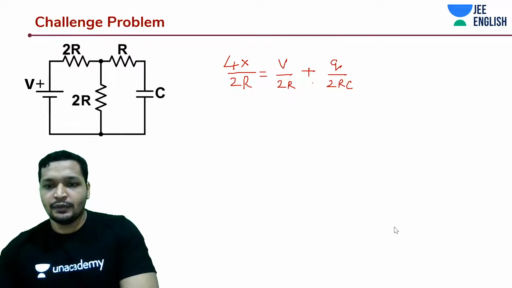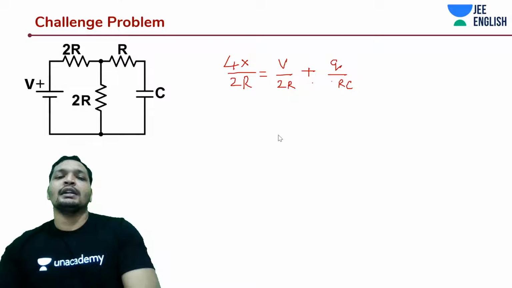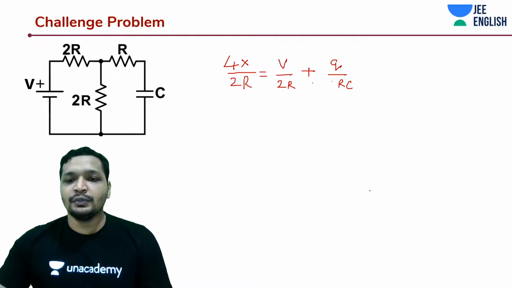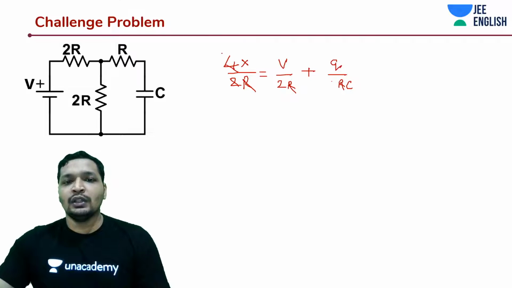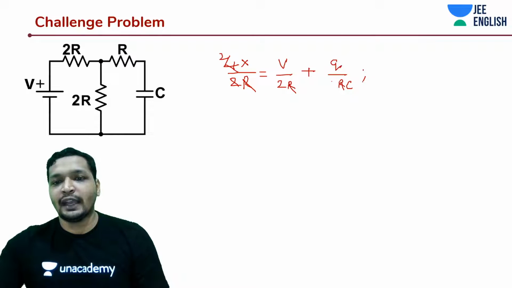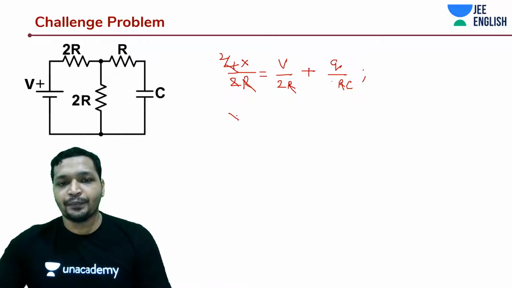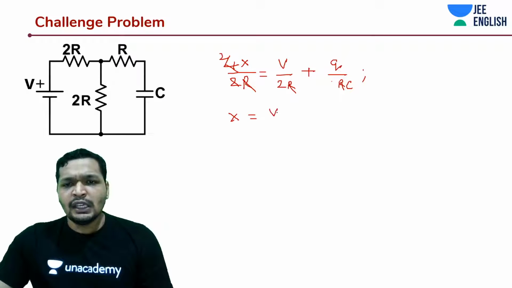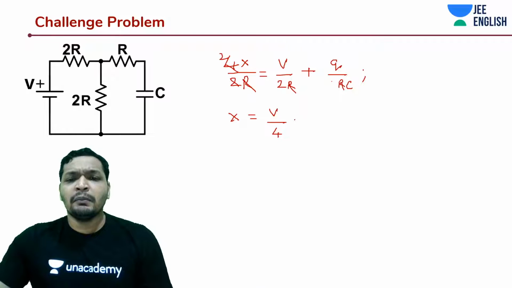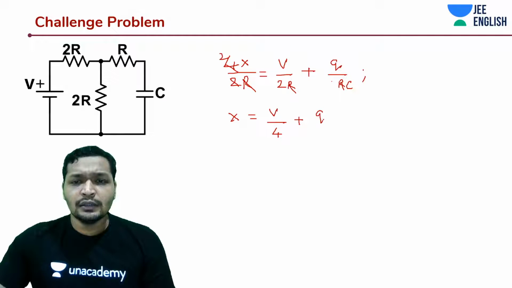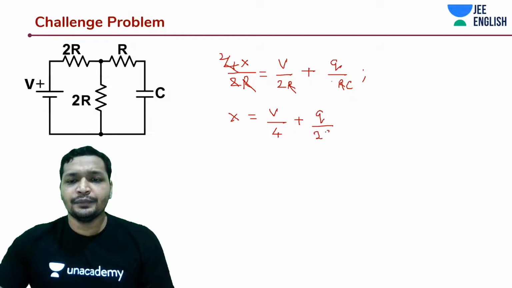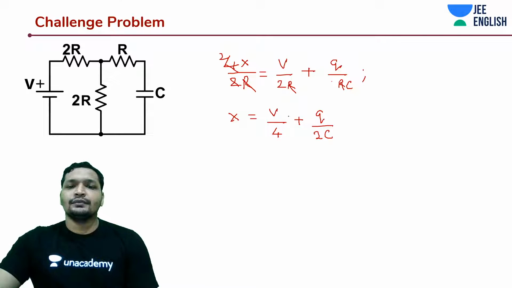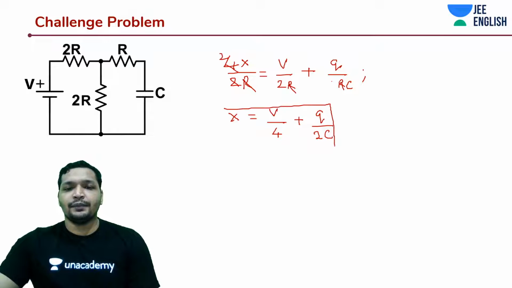Okay, let's quickly go over this method. r would cancel out, and you would have a 2 that would come over here. That means the value of x is nothing but v by 4 plus q by 2c. Right, this is the value of x.